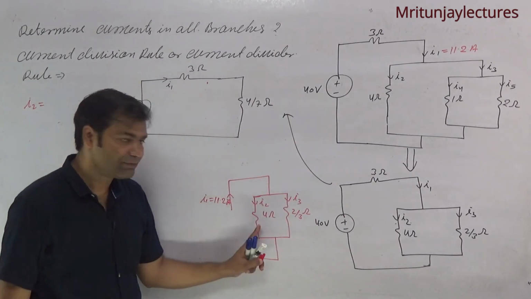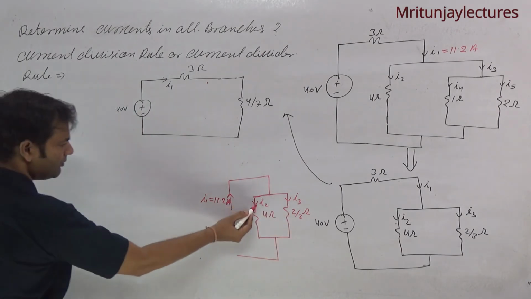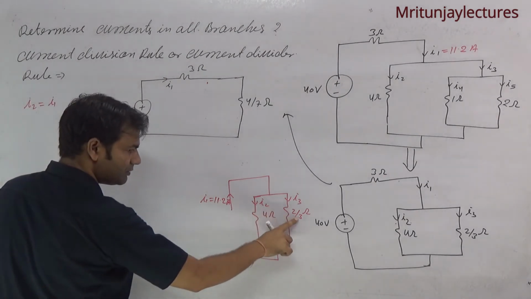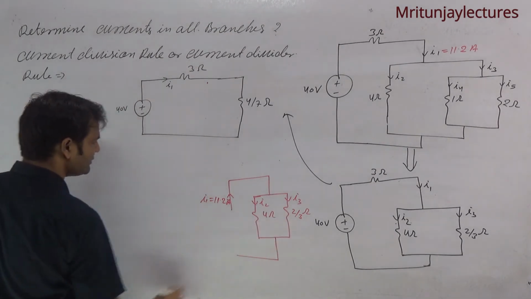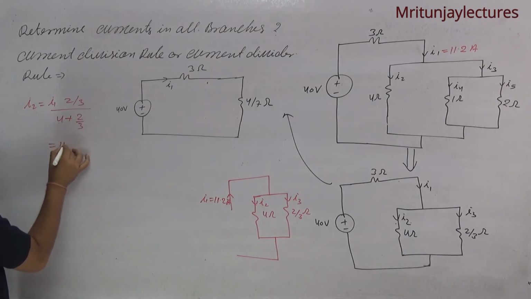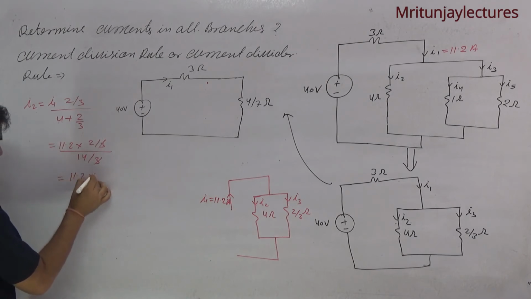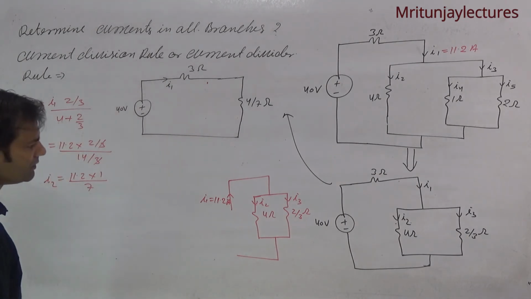What about I2? Both are in opposite directions, so I1 into the parallel resistance, 2 by 3, divided by the sum of both resistances, so 4 plus 2 by 3. That is 11.2 into 2 by 3 divided by 14 by 3. Okay, 11.2 into 1 divided by 7, that is I2.